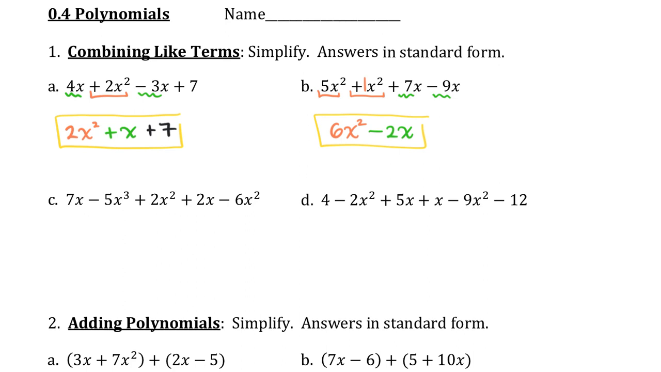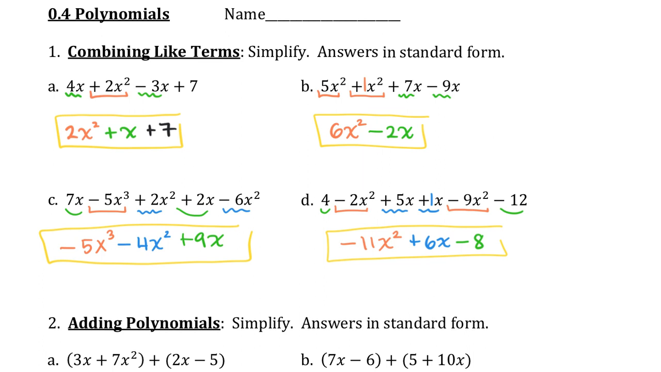Okay, go ahead, pause the video, and then check your answers for the next two. For C, my final answer was negative 5x to the third minus 4x to the second plus 9x. Remember, these are not like terms because this is x to the third and this is x to the second. For D, negative 11x to the second plus 6x minus 8. Check your signs, and then let's look at 2.